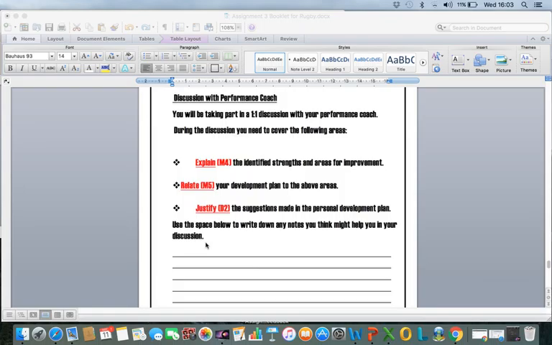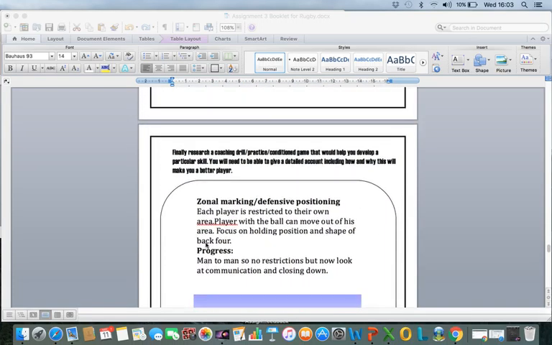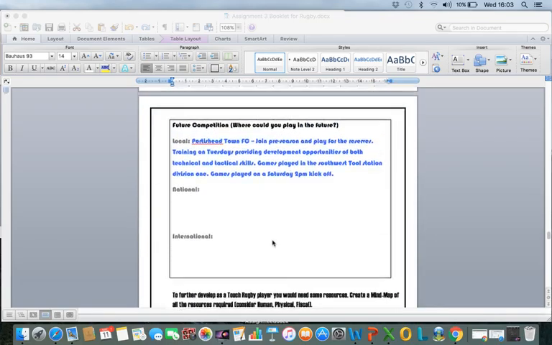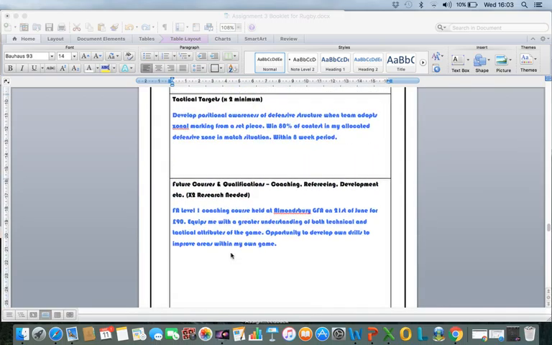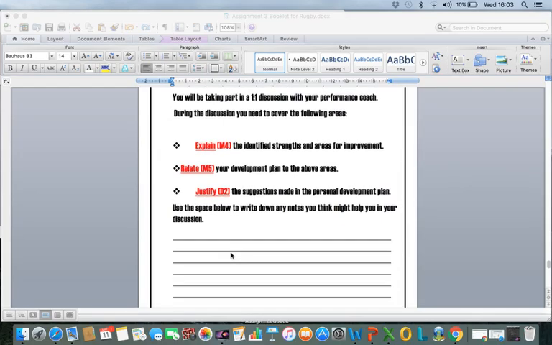Finally, justify, which is D2: justify the suggestions made in the personal development plan. Use the space below to write down any notes, so you might want to write your discussion notes here. When you're justifying, you're really arguing why these suggestions within your plan, so the drills, the resources required, the competitions, the coaching courses, and the targets, are going to make you a better player. Why are they going to develop those strengths and areas of improvement, and how are they going to develop them?